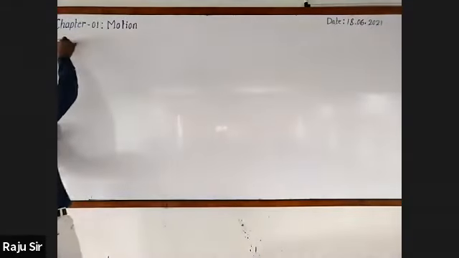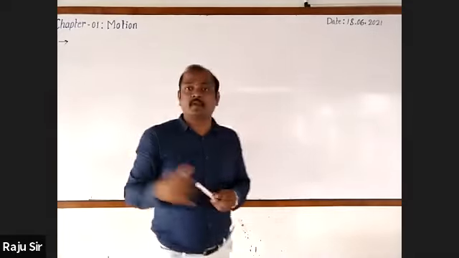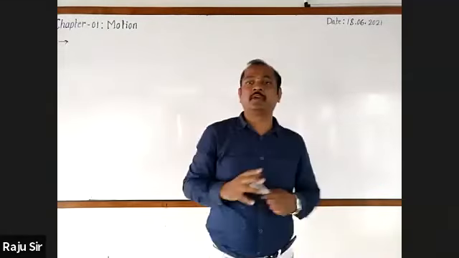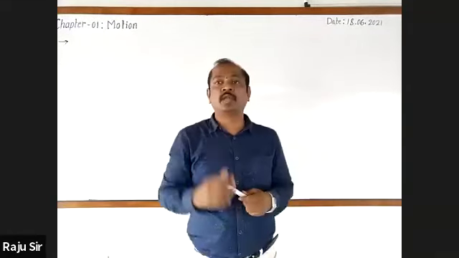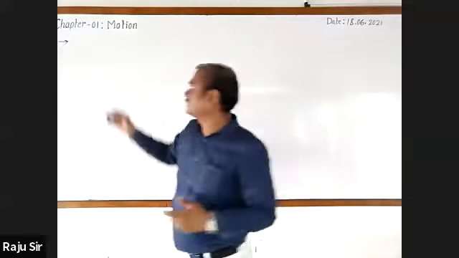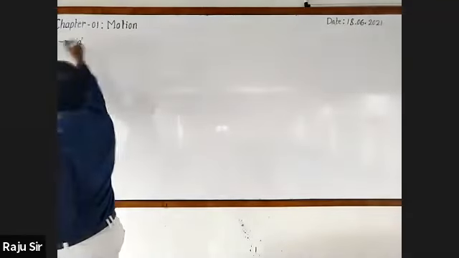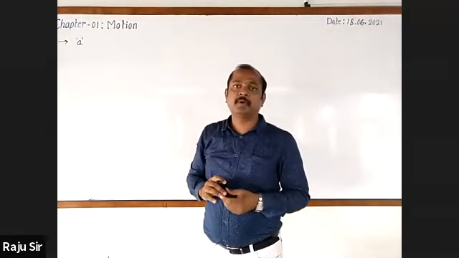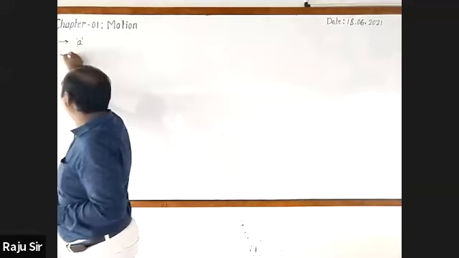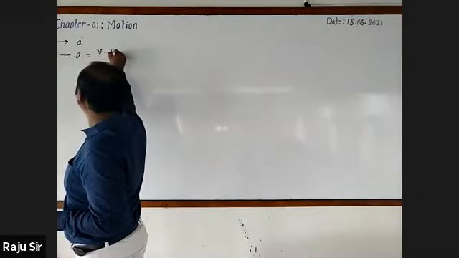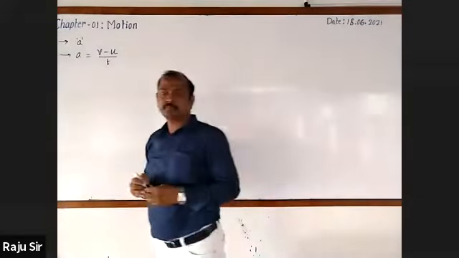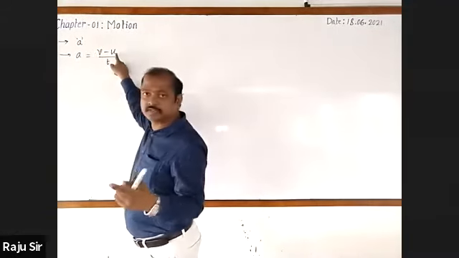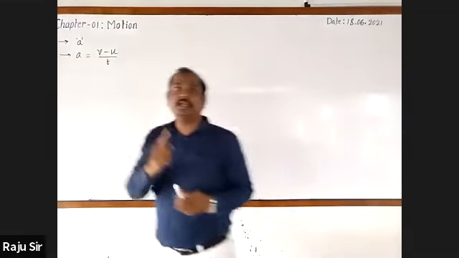You all know that the rate of change of velocity of a body, or the change in velocity of a body in unit time, is known as acceleration. Acceleration is denoted by the symbol A. It can be found using the formula A = (V - U)/T, where V is final velocity, U is initial velocity, and T is time.